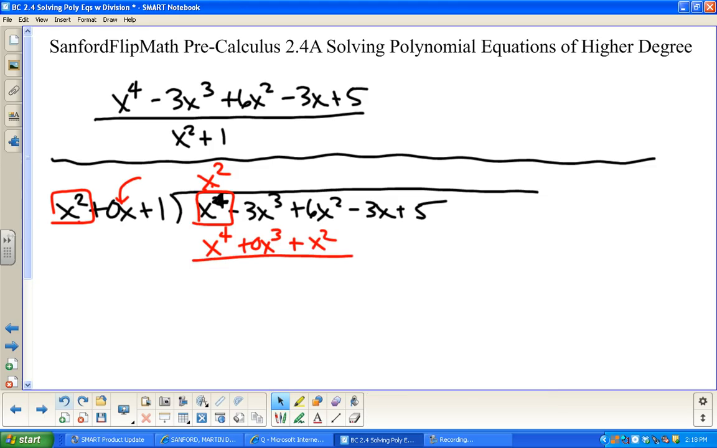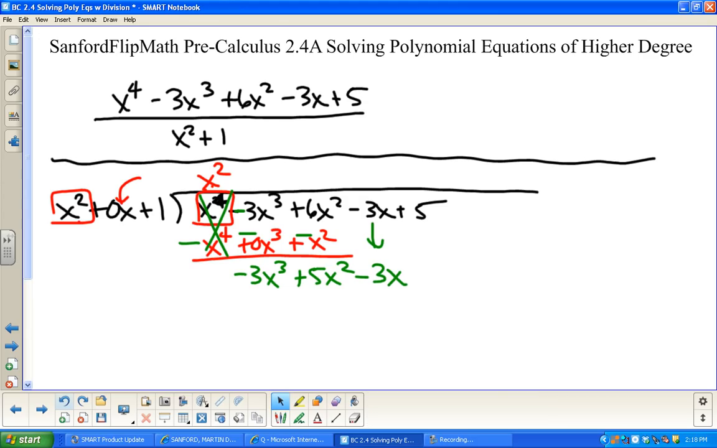Okay, and then we're going to subtract. In other words, we're going to add the opposite. Goodbye to you. And then this is a negative 3x cubed plus a negative 0x cubed, so that's negative 3x cubed. 6 minus 1, or 6 plus a negative 1, so this is going to be 5x squared. And we'll bring down the next term.